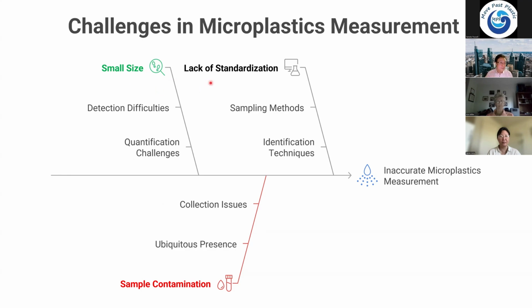One advantage of using different methods is the flexibility to collect and identify microplastics. But on the other hand, that means we still do not have a standardized method to collect microplastics, and we also lack a standardized method to analyze microplastics. So this is the issue about the sampling method. Everybody's different, and the identification techniques are also different.